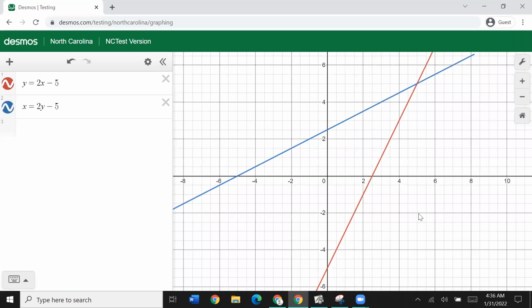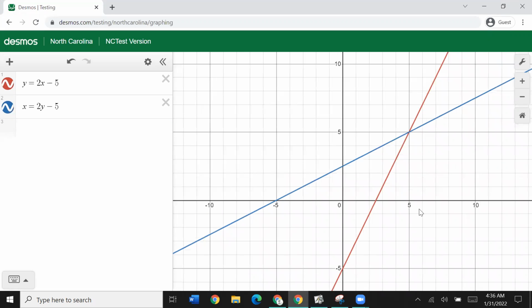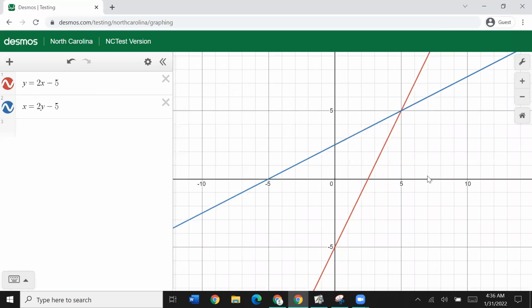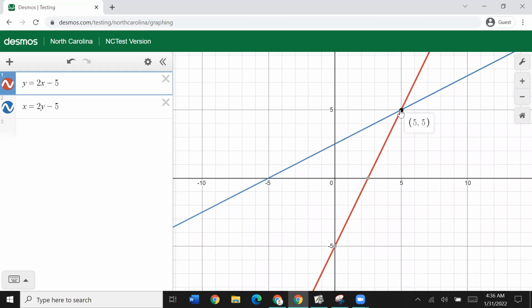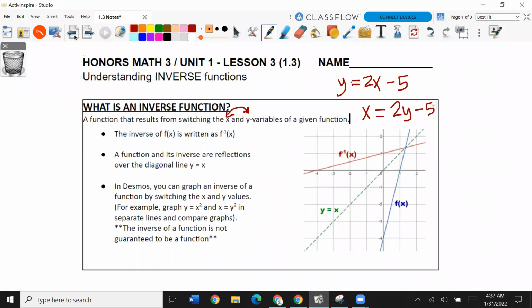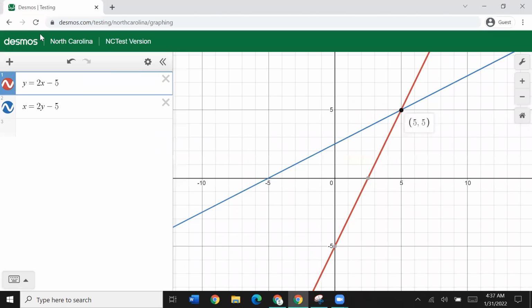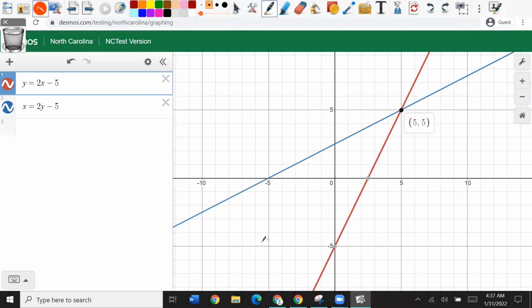And what you'll notice is these two graphs, they don't always intersect, but in this case they do. They intersect at the same point. Well, that'll always be true. Furthermore, if you were to find that line of reflection, it would look like this. And that's simply the diagonal line y equals x.